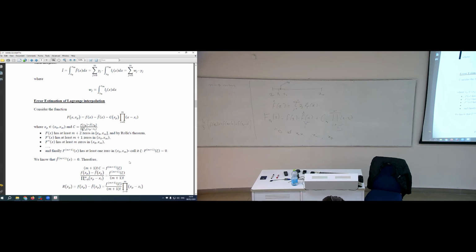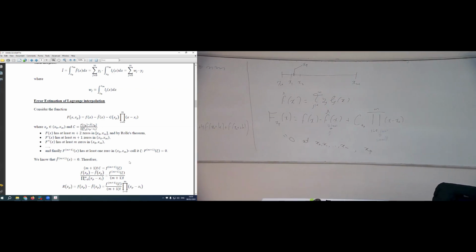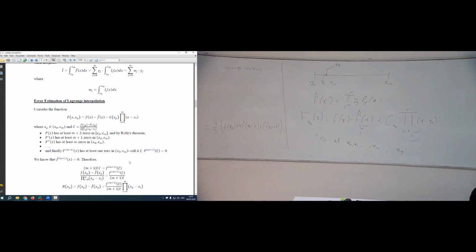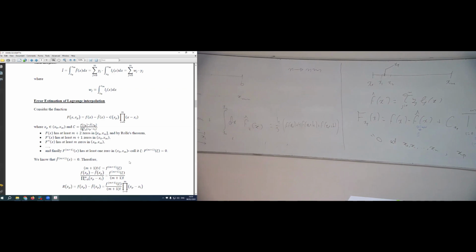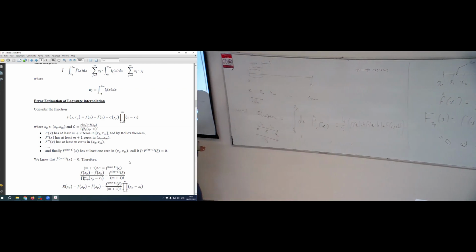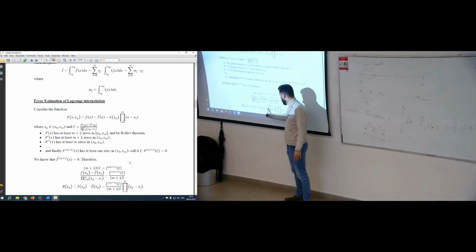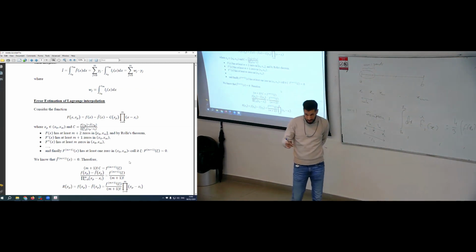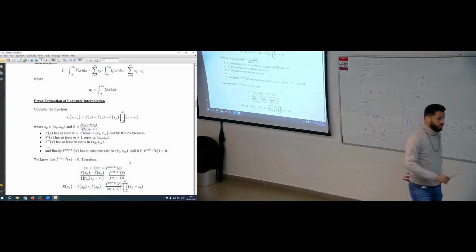I'm just saying, how is this useful? How do we use this? We do not know this value. What's the meaning of this? I know that my error is this, and if I know what A and B are, I can, for example, find the maximal value of this, if I know this derivative.